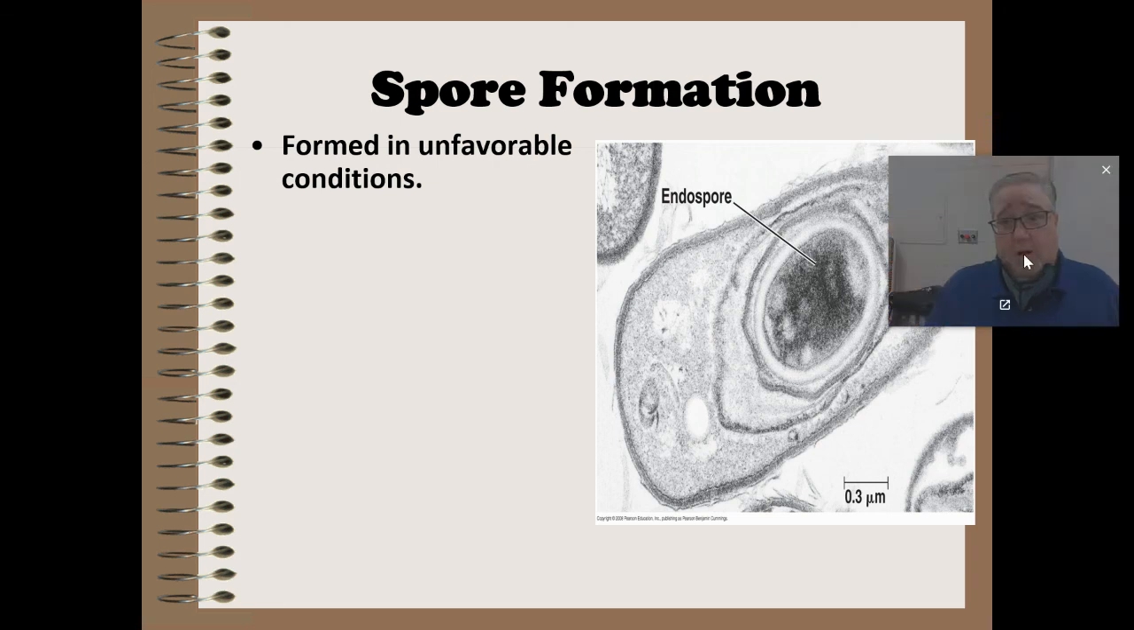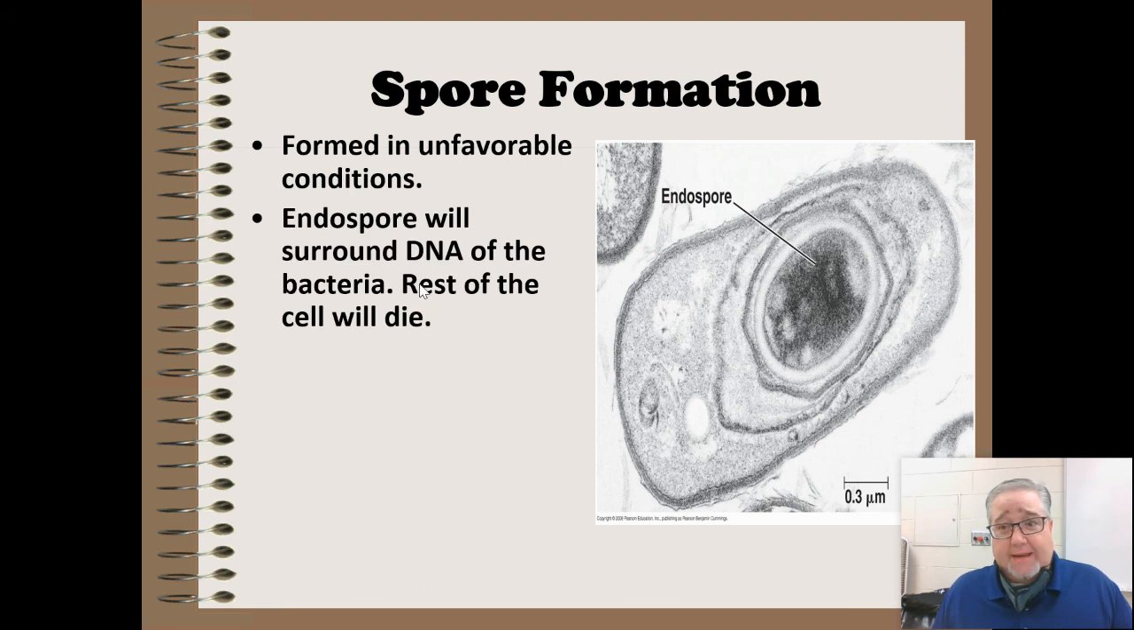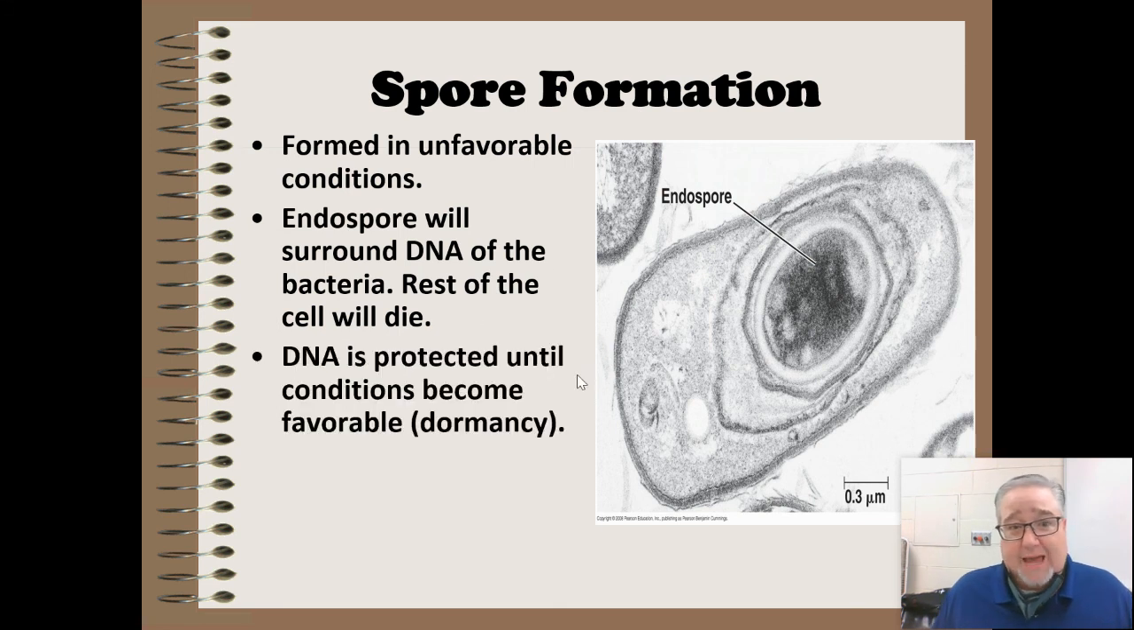Some bacteria, not all, but some, can form structures called endospores. Endospores are formed anytime the external conditions are unfavorable for the bacteria. Like, for example, freezing. If it gets too cold out, sometimes these bacteria will form these structures called endospores. Endo means inside. And what an endospore basically is, is a protective barrier around the DNA of the organism, of the bacteria.